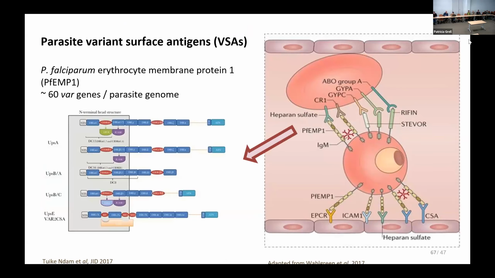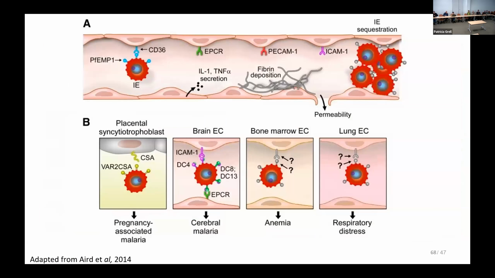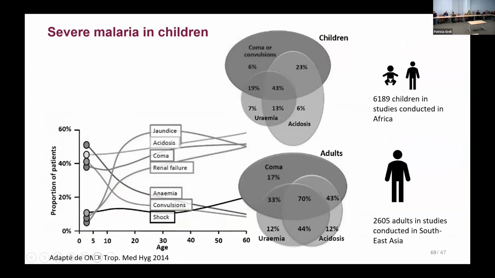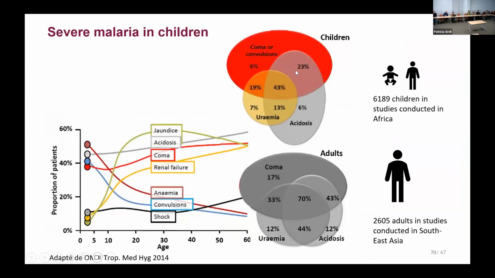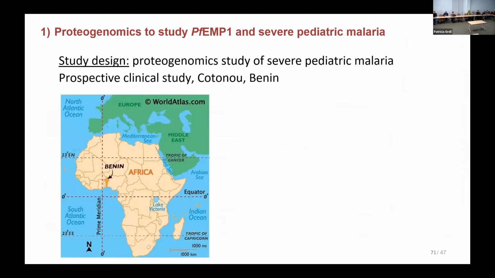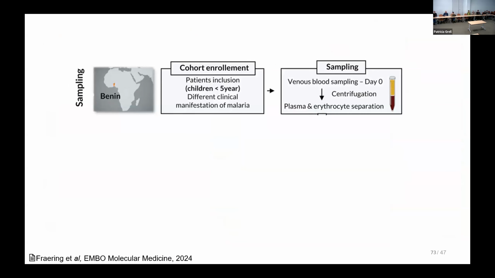It's because the parasite has some multigenic families of genes that confer abilities to bind to different endothelium. So specific ones for pregnancy-associated malaria, some in the brain vasculature, in the lungs, and this is triggering some specific symptoms. And those symptoms are clearly clustered by age, with children having more coma, renal failure, jaundice, acidosis, compared to the adult clinical presentation.